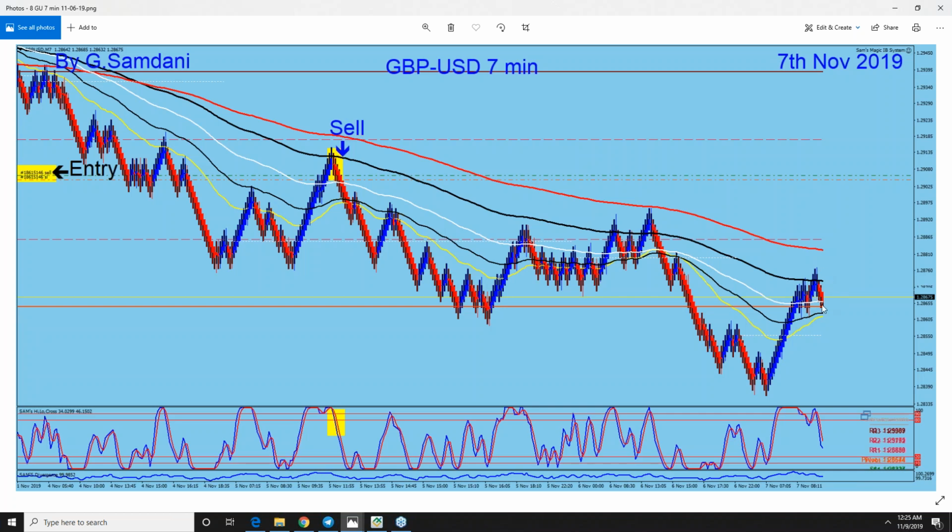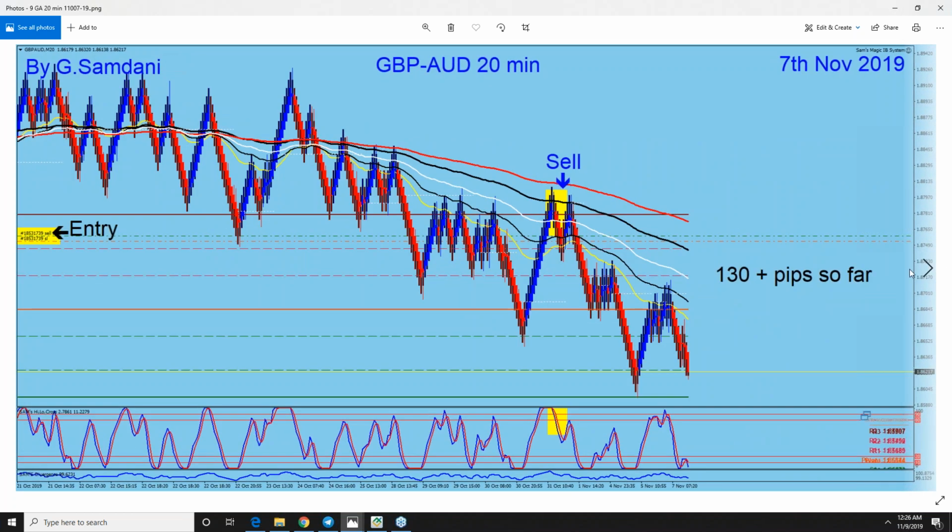Okay, this one is a short entry. I close this one and then I open this one. I'll show you later. Pound Aussie here, beautiful short entry here. All pound pairs you will see go to the downside, and I'll show you why. And this is 130 pip here.